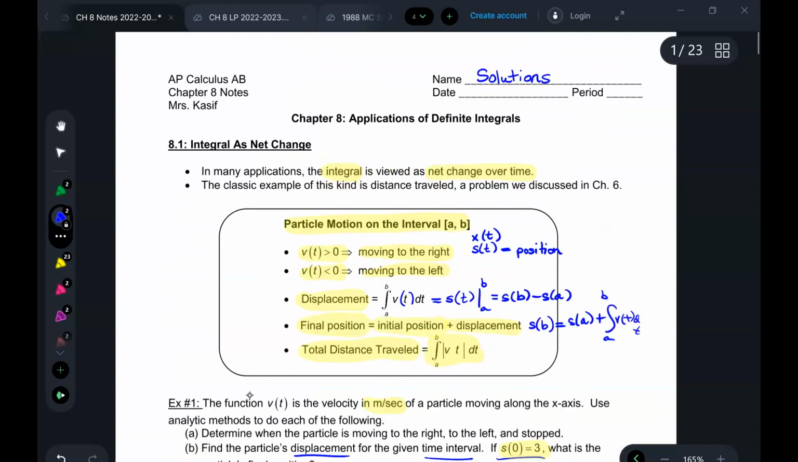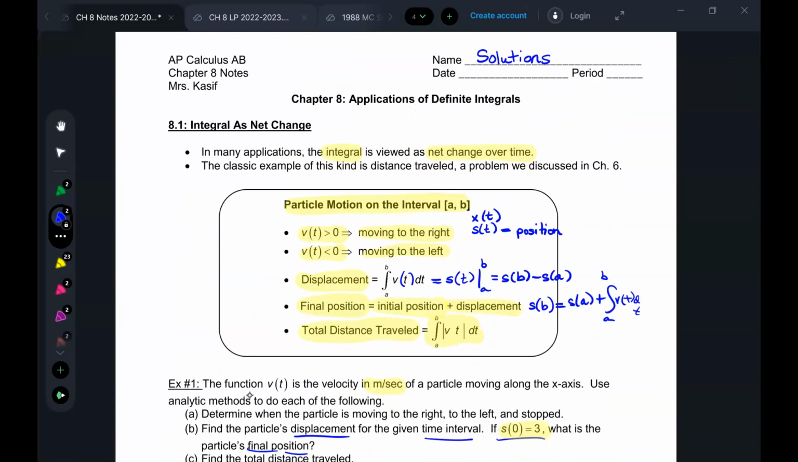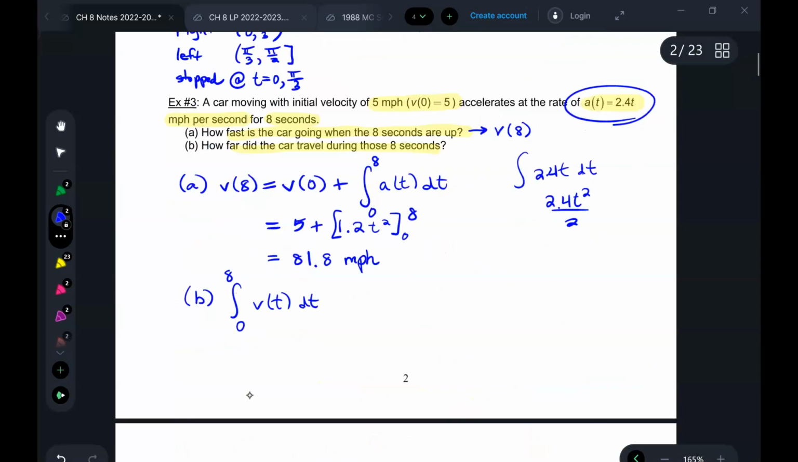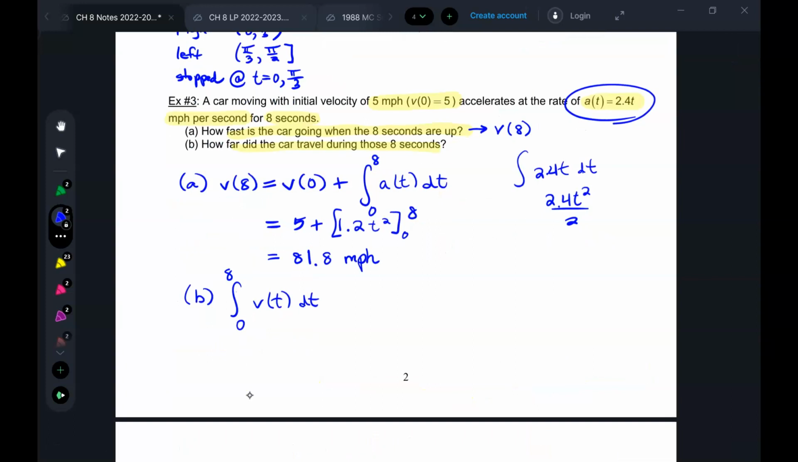Remember, total distance traveled is going to be the integral of the absolute value of velocity. I didn't bother putting in an absolute value because the car's just going in a positive direction. Okay, what's our velocity function now?